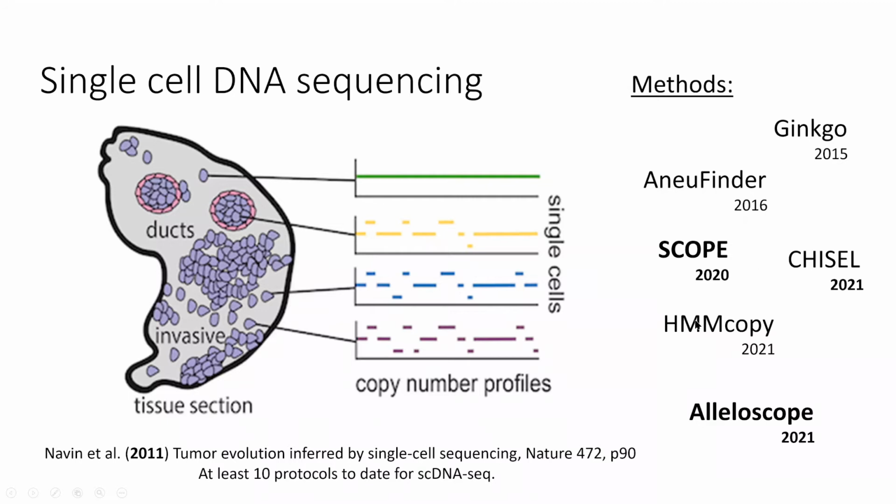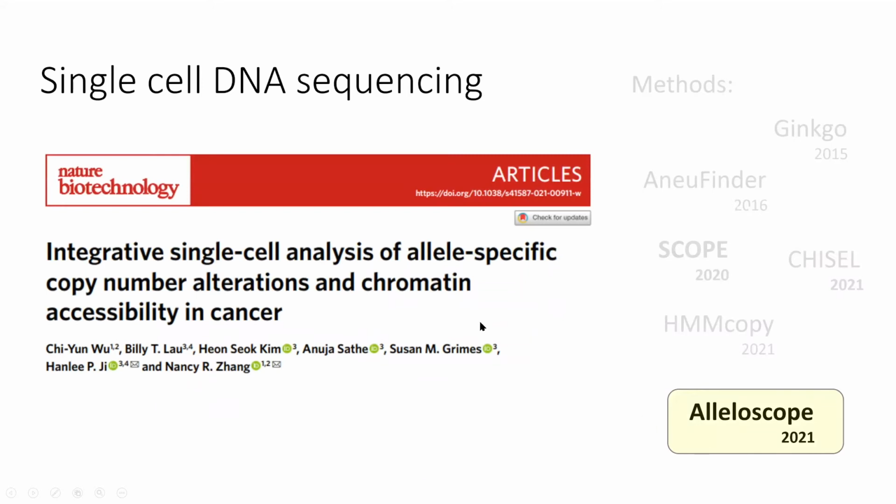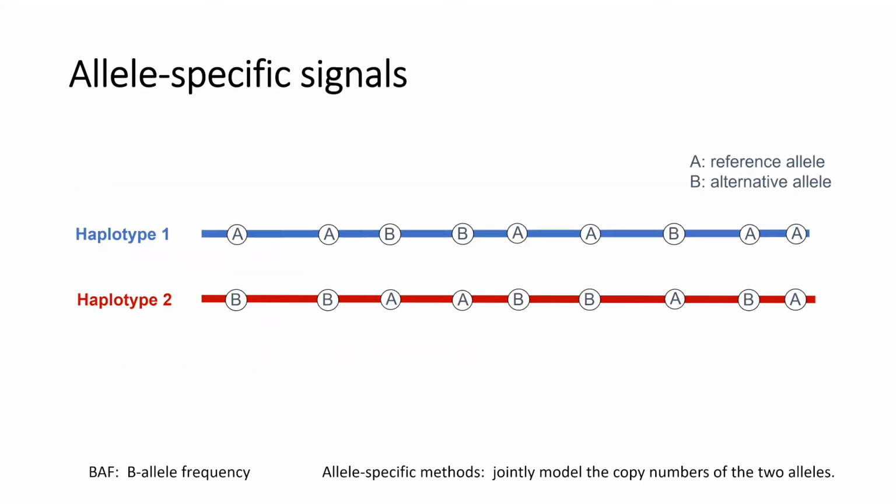There have been quite a number of methods for DNA copy number analysis using hidden Markov models or window smoothing approaches. My method, we call it Alleloscope. The innovation here is that we go for allele-specific copy number operations. And we also developed this method to be applicable to low coverage single-cell sequencing. Low coverage means that for each cell you don't get many reads, and that makes it applicable also to single-cell ATAC-seq data. So let me first tell you about allele-specific signals.